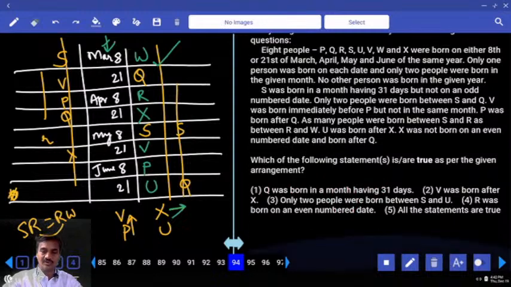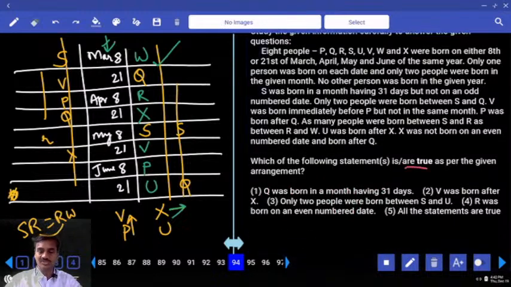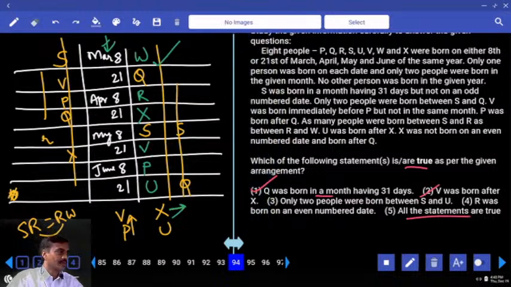And 94, which of the following statements are true? Q was born in a month having 31 days. True or false? Yes, it is true. Then V was born after X. That is also true. As 2 choices are true, that means all the statements, choice 5, 94.